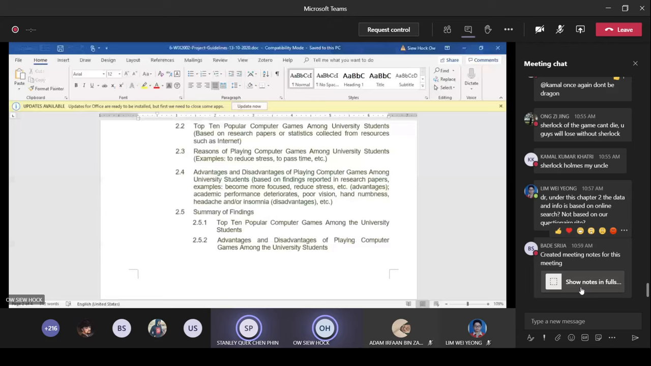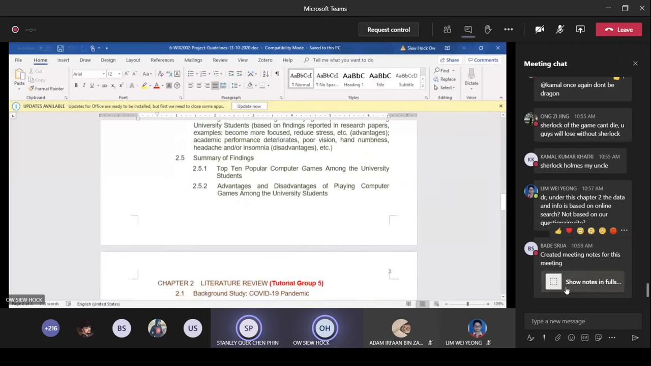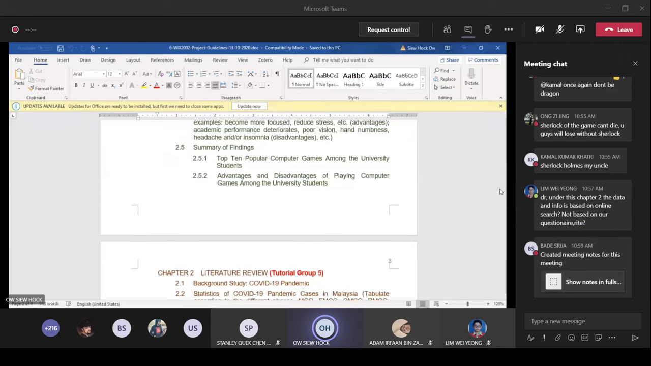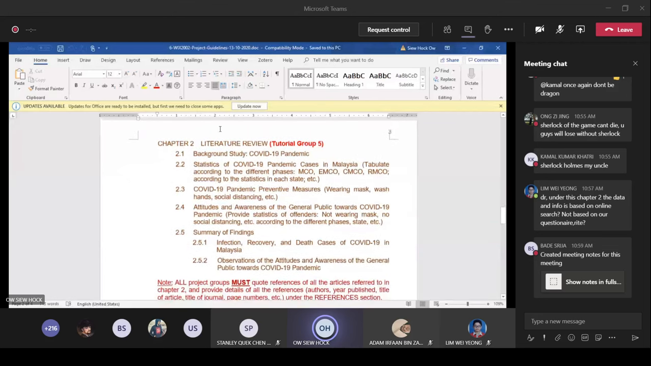Are we using a specific citation format? Yes. Later, I will give you the citation format. All right. You just collect the reference info, the details, first. Who are the authors? If this is a website, what is the title of the website? What is the URL, and so on.